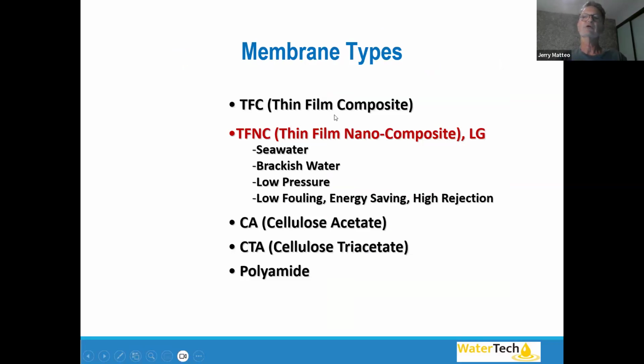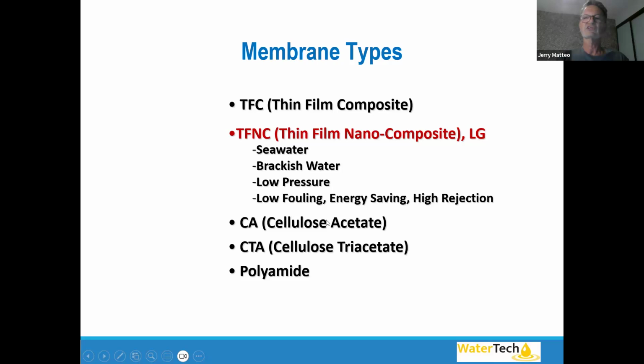Okay, the most common membrane used around the world, the way it's made, the way it's built, is called a thin film composite membrane. LG has something called a thin film nanocomposite, and they're used in all types of water. Seawater, I think, still exists, but you don't see them hardly at all.